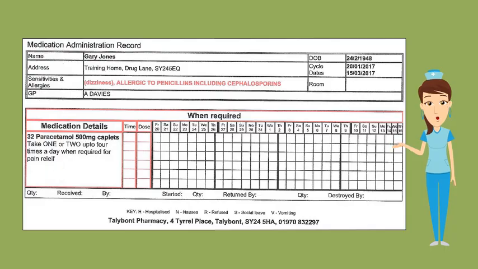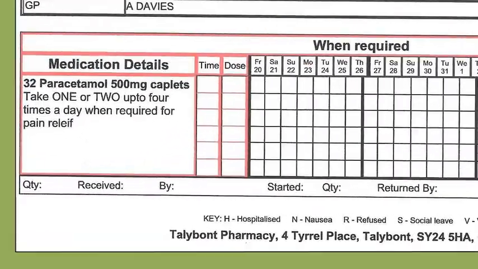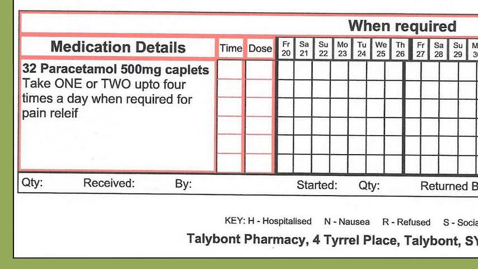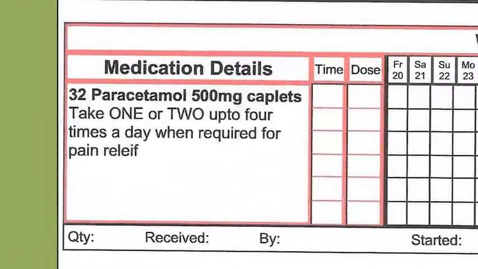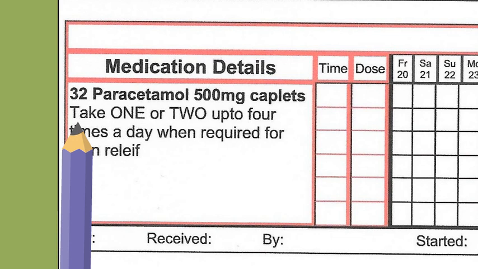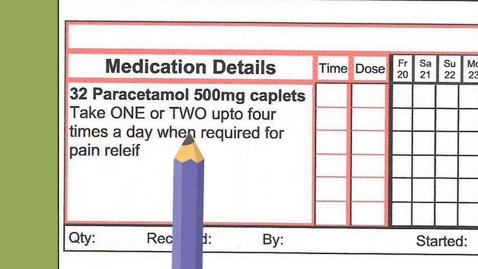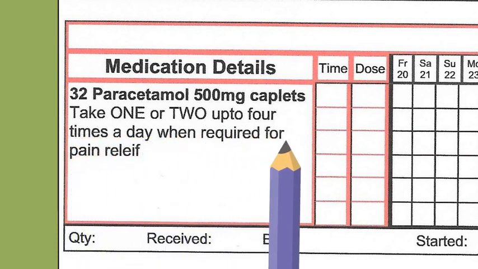When required medication are listed on a different type of MAR chart where the time and doses can be variable. All when required medication need to have clear directions and purpose of use, the quantity to be administered, frequency, maximum daily dose, and the purpose of the medication.